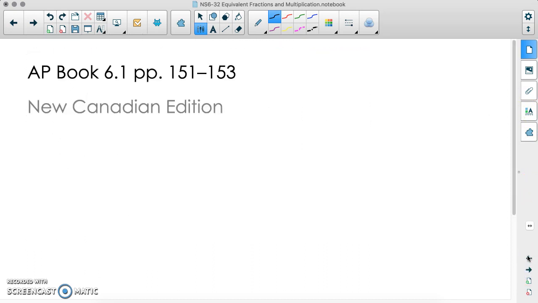For your activity today, you're going to complete your jump pages 151 to 153. If you're finished early, on your Power Learning, there's a game. There's 2 games that you could play with a partner to work on your equivalent fractions and multiplication.